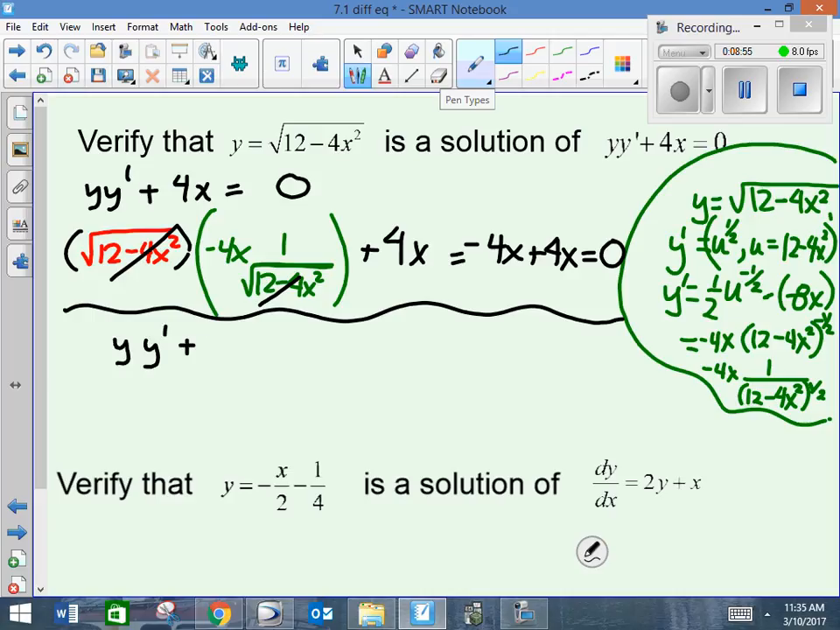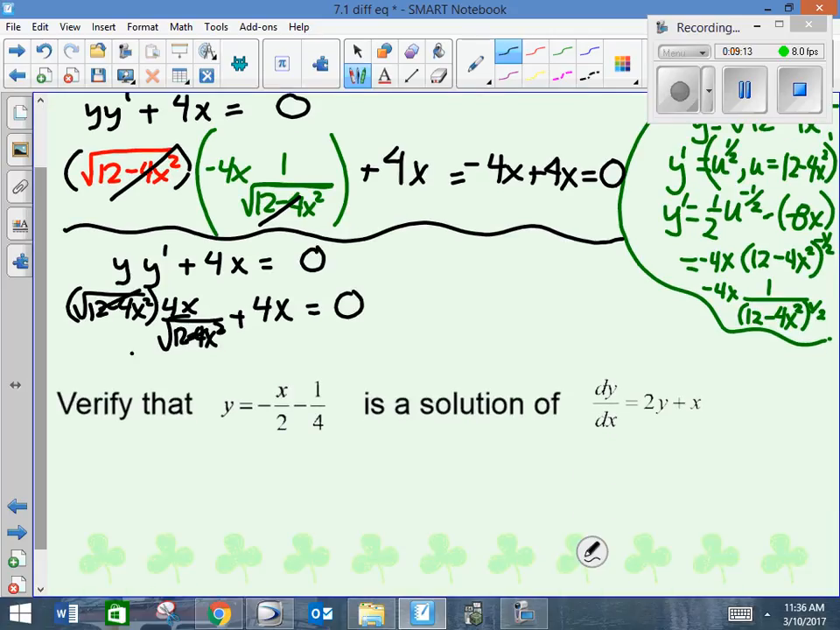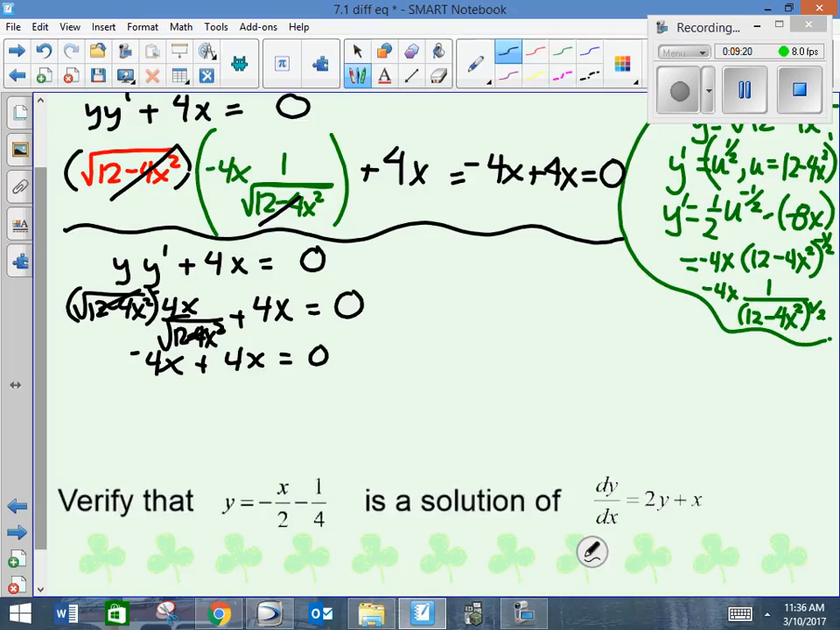Y prime plus 4x equals 0. 4x over radical 12 minus 4x squared plus 4x equals 0. Negative 4x plus 4x equals 0. One more step. 0 equals 0. Where you don't touch the one side and eventually get the same thing to the other side. So you can do it like that if you like better. Same idea. Exactly the same.